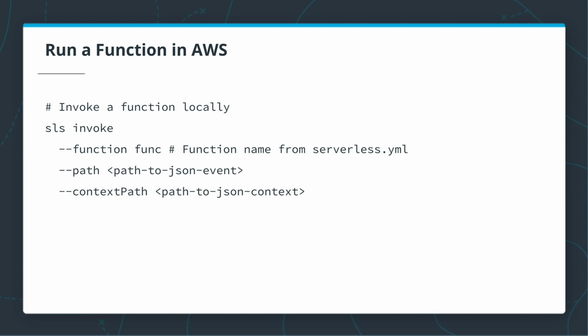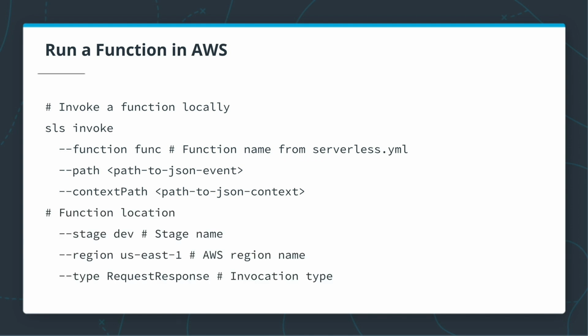In addition to running functions locally, we can also run a function deployed in AWS. So to do this, we again can specify the same parameters, like the name of the function that we want to run and the event and context that we want to pass to our function. But then to invoke a deployed function, we also need to provide the name of the stage where this function was deployed, the region of this function, and the invocation type.